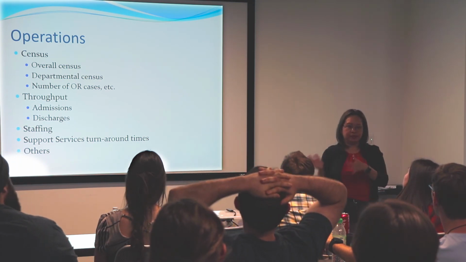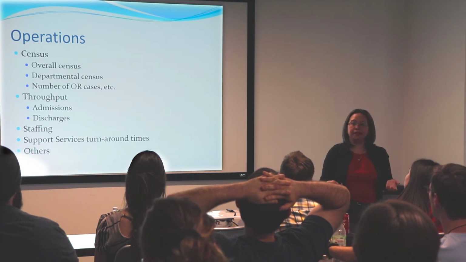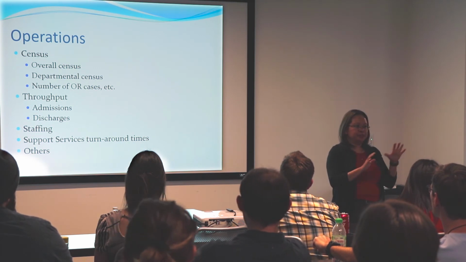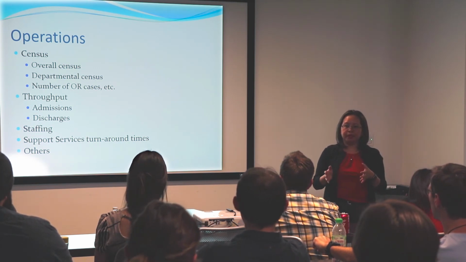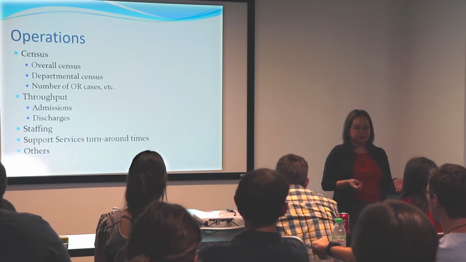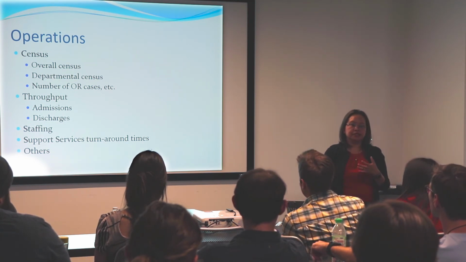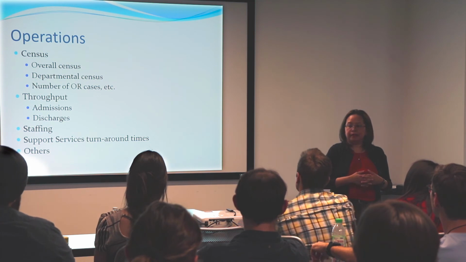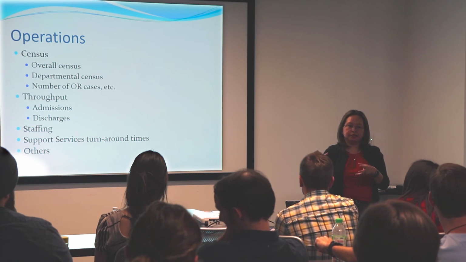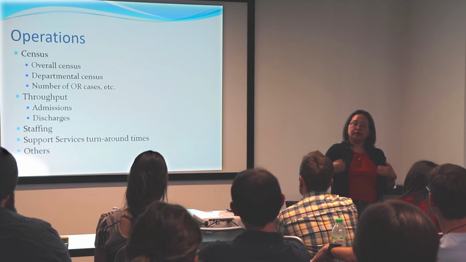Each hospital has a different way of tracking data. But one of them is census. Census is how many patients we have today. You can be tracking overall census, but what's really helpful is also tracking departmental census, emergency room census, and number of OR cases, because that is all interrelated, and that actually helps the hospitals move patients and make decisions on how to be more efficient with patient movement.